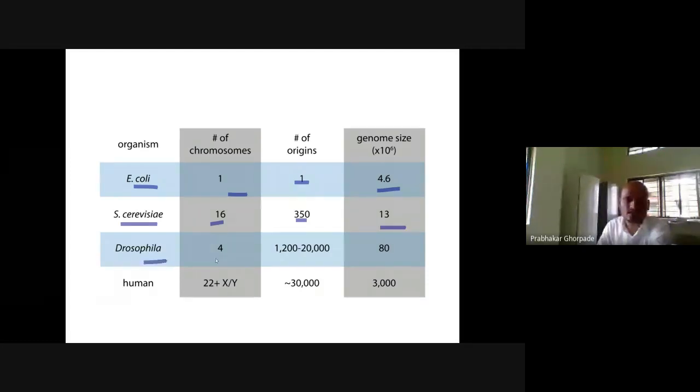Drosophila has 4 chromosomes, and the number of origins is 1200 to 20,000. So you can see it is increasing, greater than in Saccharomyces cerevisiae, and the genome size is 80 into 10⁶. Human may have 30,000 origins of replication. Chromosomes are 22 plus the XY pair, and the genome size is around 300 multiplied by 10⁶ base pair.